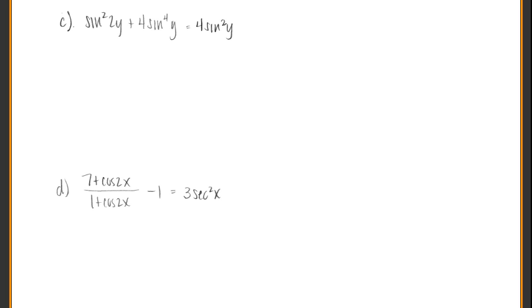Let's see here, the angles on the left are both 2y and y. The angle on the right is just a y. So let's first replace that. A little different here because I've got a square, so what I'm going to do is write that as sine 2y times sine 2y. And then I'm going to worry about this other one here in just a second.